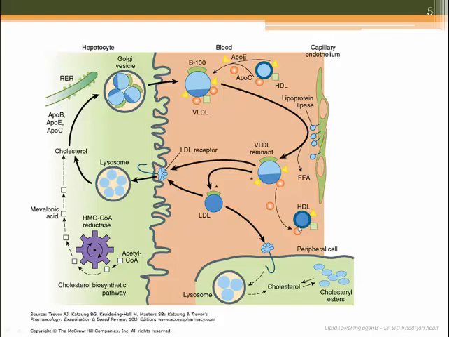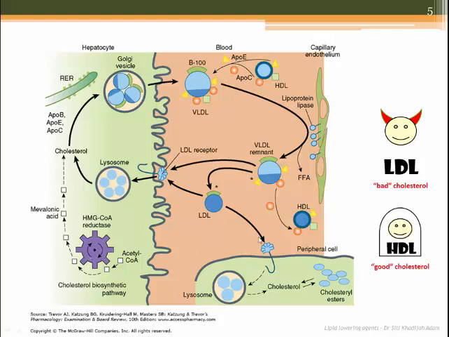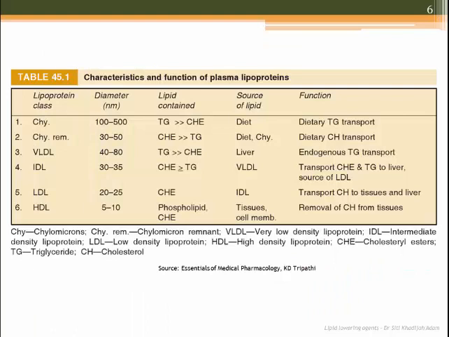So, as I mentioned before, LDL will provide the source of cholesterol for incorporation into cell membranes and other body tissues. And that is why LDL is called bad cholesterol, whereas HDL transports cholesterol from tissues back to plasma and then back to the liver for disposal. So that's why we call HDL good cholesterol. Okay, this is just a table that shows the different types of lipoproteins and also the lipid contained in each lipoprotein.